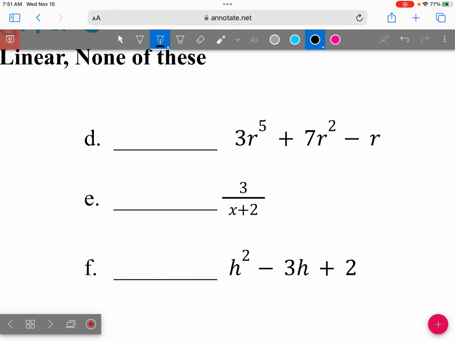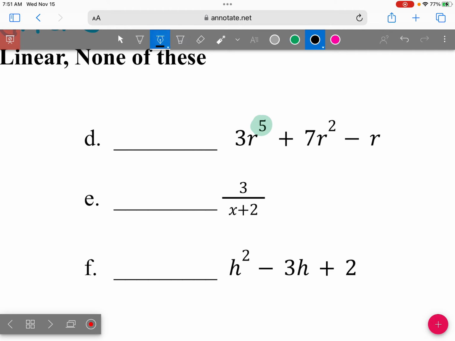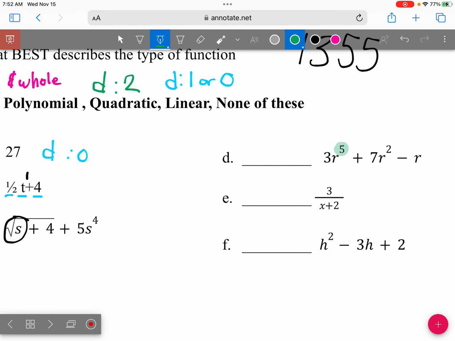Let's look over here on this right-hand column. What is our degree for part D? 5, 2, and 1 are our exponents, but our degree is our biggest one. Our degree is 5, which means what name does this kind of function have? Of our name options. Polynomial. I should have done that in pink. So this, since it has a degree of 5, is a polynomial.